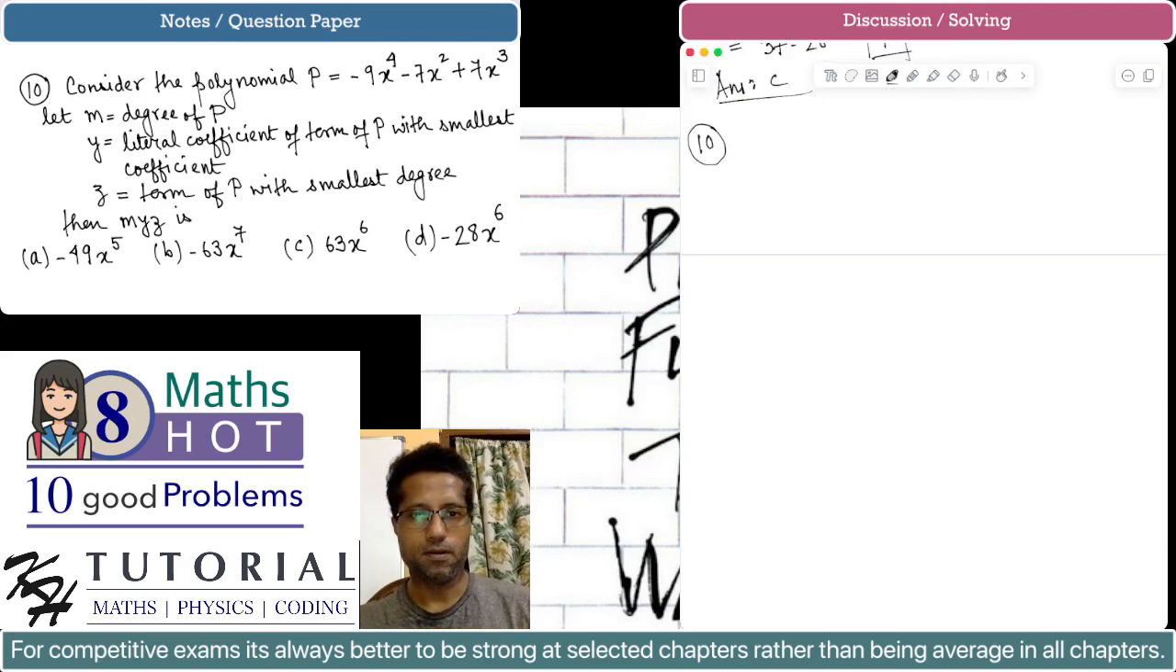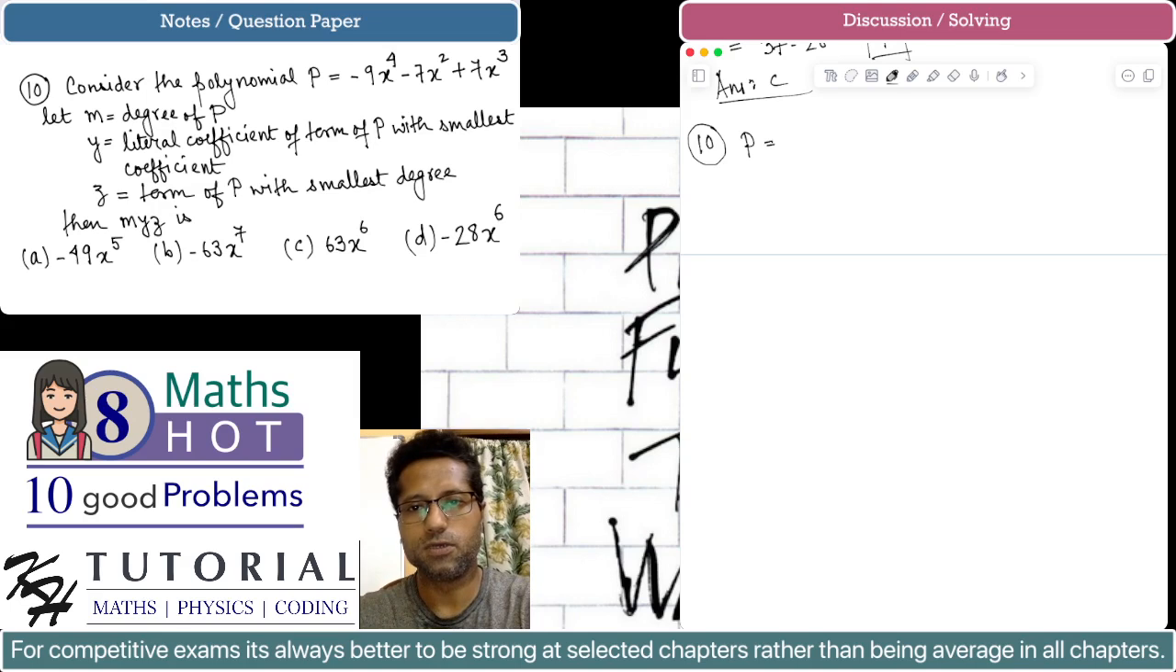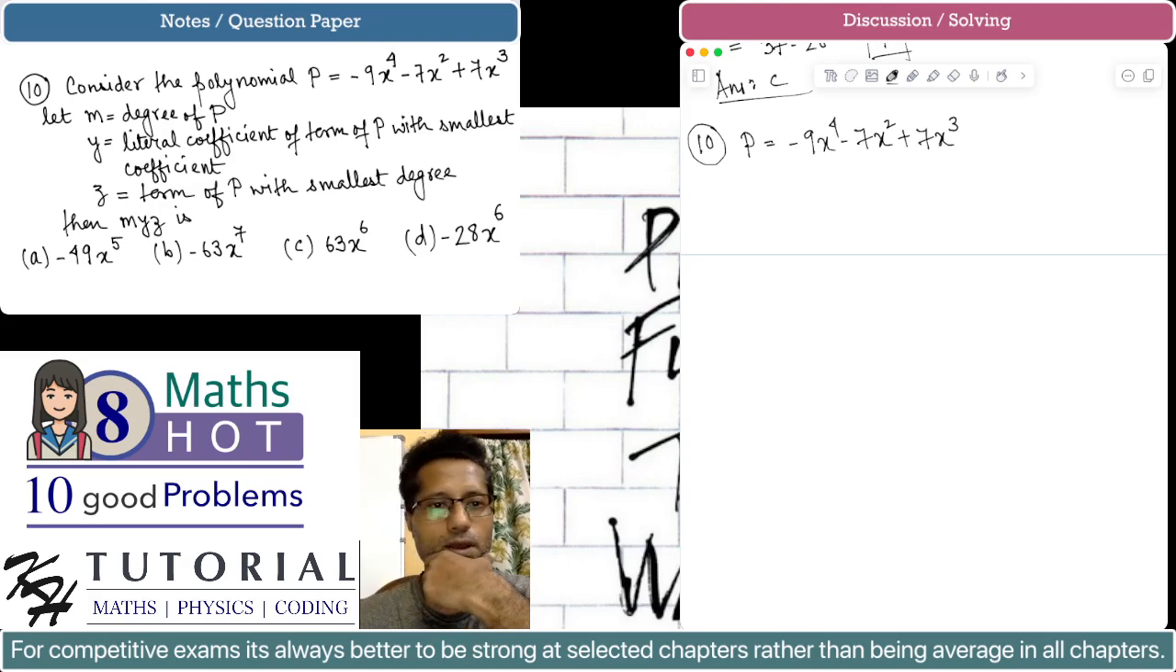Consider the polynomial p equals minus 9 x to the power 4 minus 7 x square plus 7 x cube. Okay, so it is given that p is a polynomial equal to minus 9 x to the power 4 minus 7 x square plus 7 x cube. It is given that m is equal to the degree of p. Now, what is the degree of p?